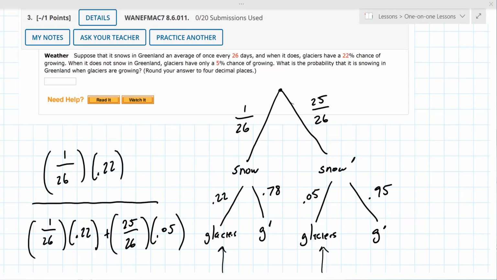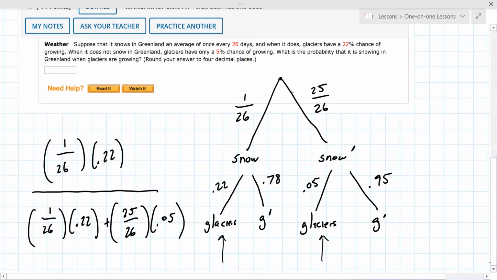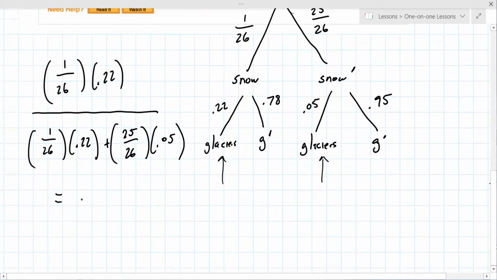So when I do this calculation, get a little more room here, I get 0.1497. So I'll try that. Okay, and that was correct. So let's move on to the next one here.